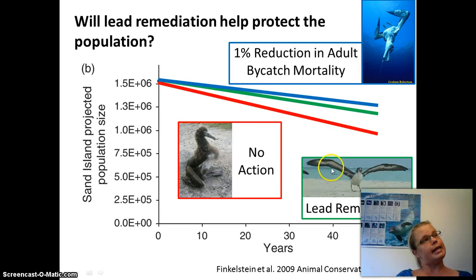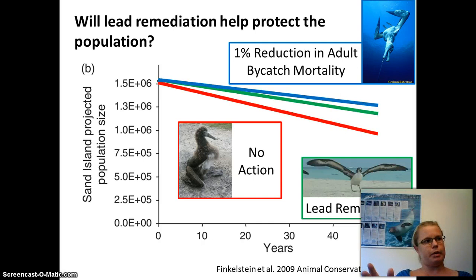However, lead remediation does help the population, and it will delay the time to extinction. It will give the population a little more time, so that if it takes us time to reduce this bycatch mortality, the population isn't declining quite as quickly. So Myra argues that the most important thing we can do to protect the population is to reduce bycatch mortality. But that's really tough. So we should also do lead remediation because it's relatively easy.